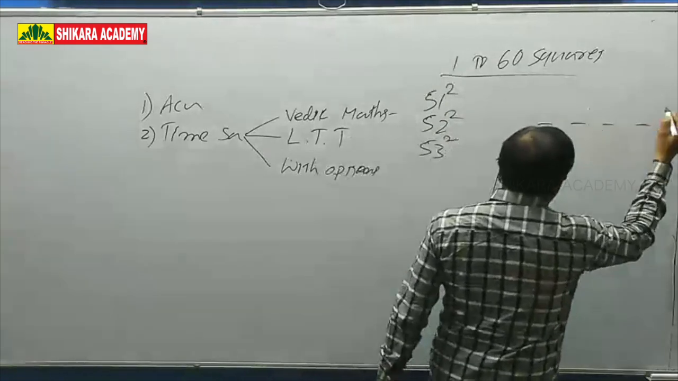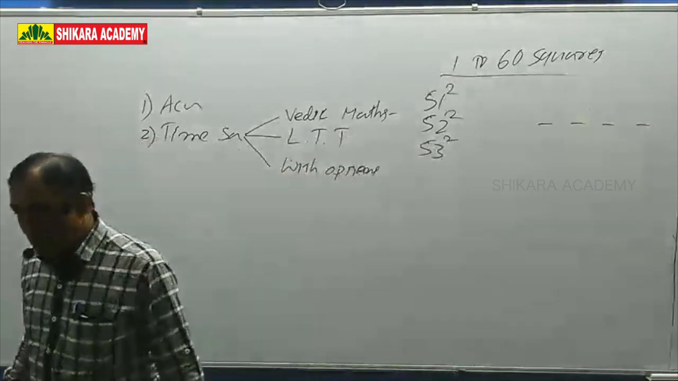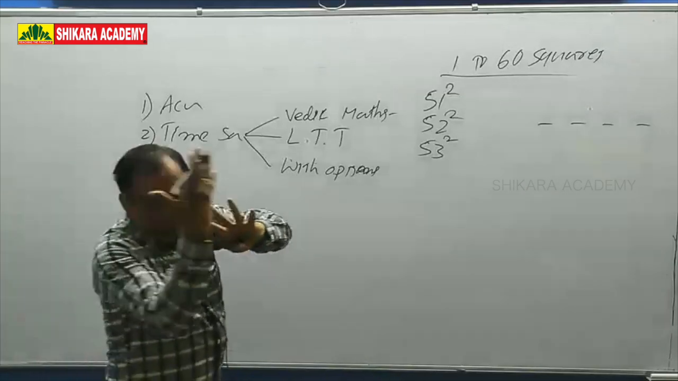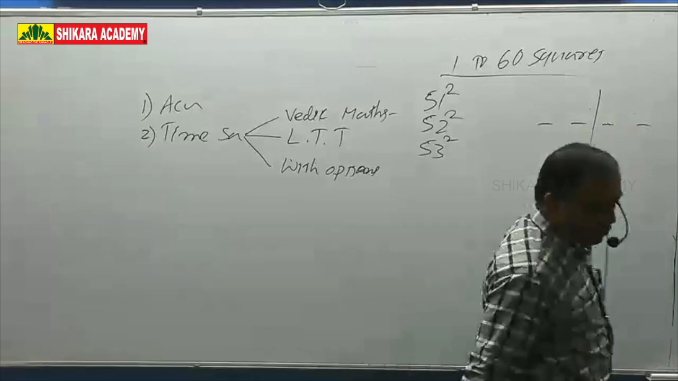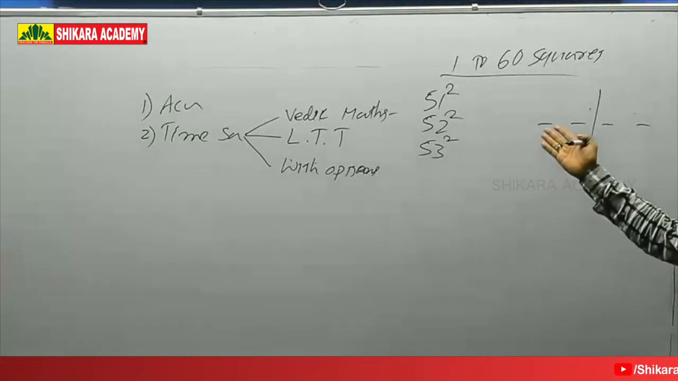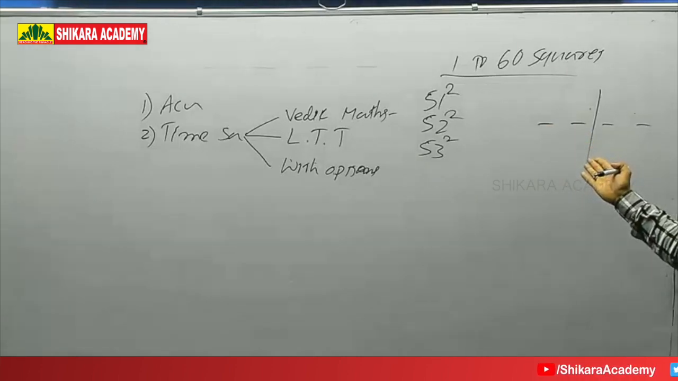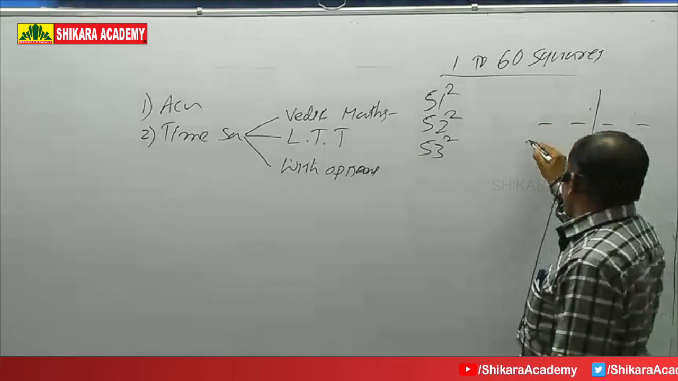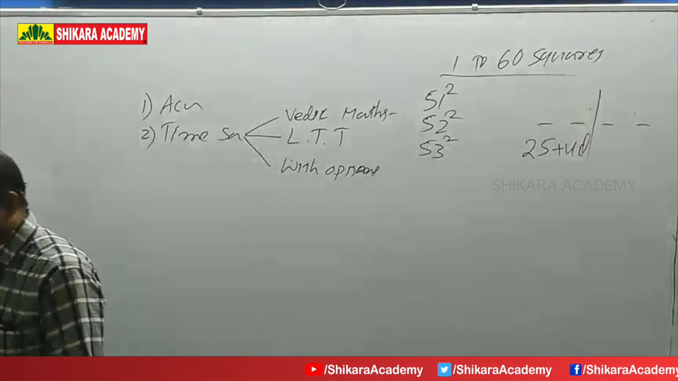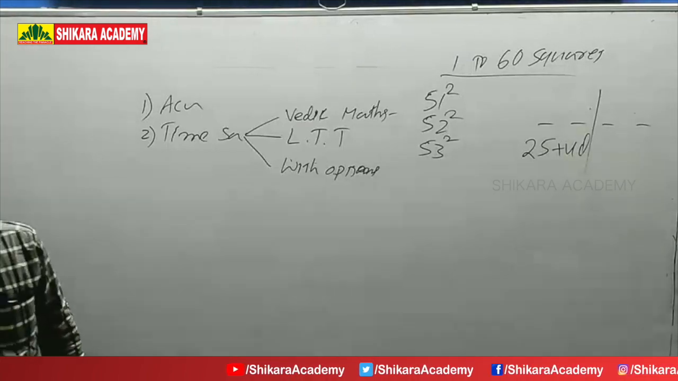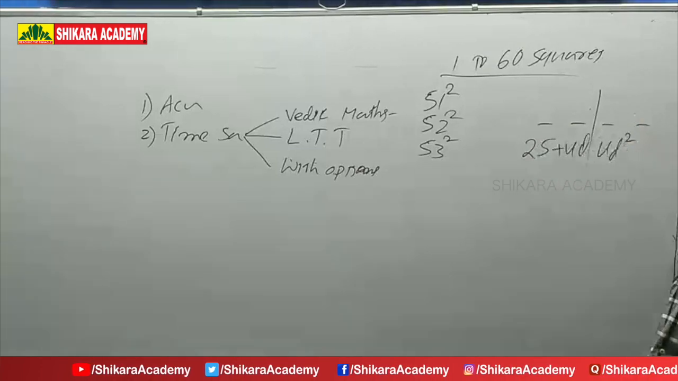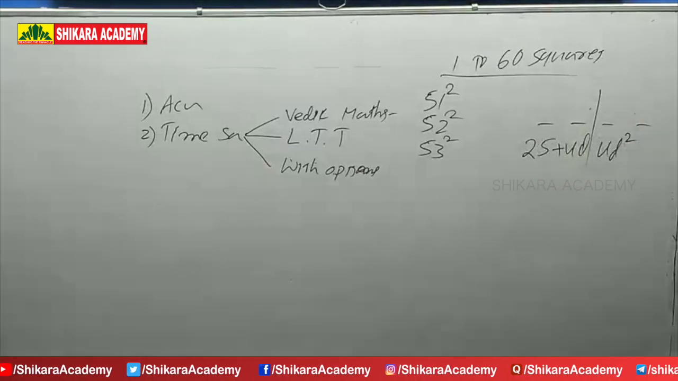The square of 51 to 59 is a 4-digit number. Divide it into two parts. The first part is a 2-digit number. The second part is also a 2-digit number. The first part is 25 plus the unit digit. The second part is the unit digit square.